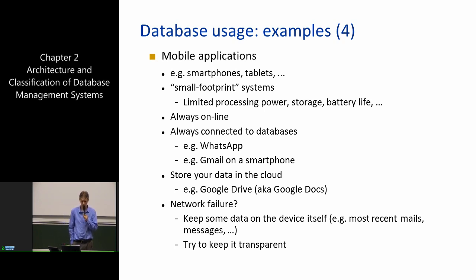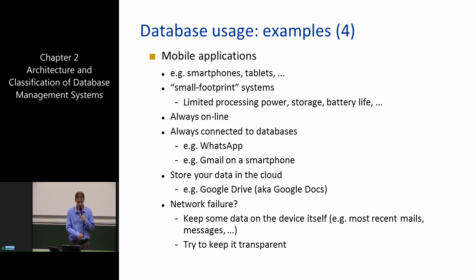Mobile applications are also getting more and more important. Think about smartphones, think about tablets and so on. These are very important examples of mobile applications, and they're typically small footprint systems. That means that they have limited processing power, they have limited storage, and also depend upon battery life. So small footprint systems means that they're very simple DBMSs, very simple database applications, which just focus on very simple activities.